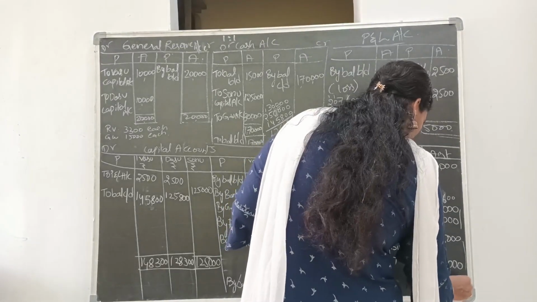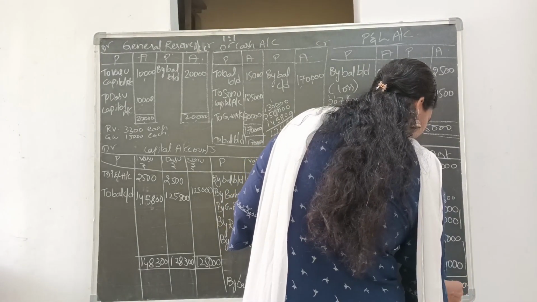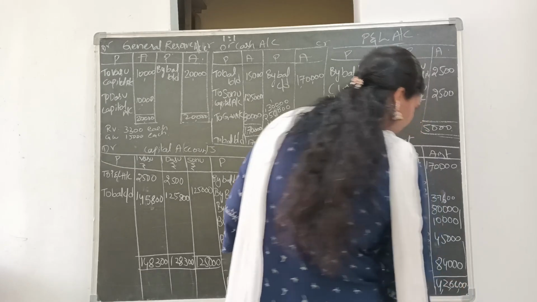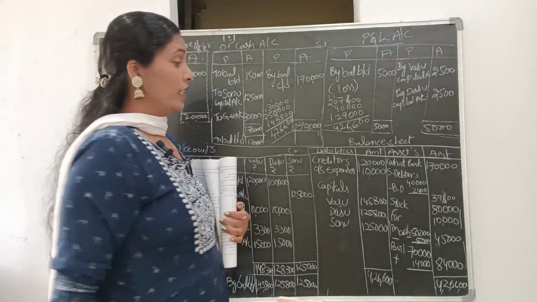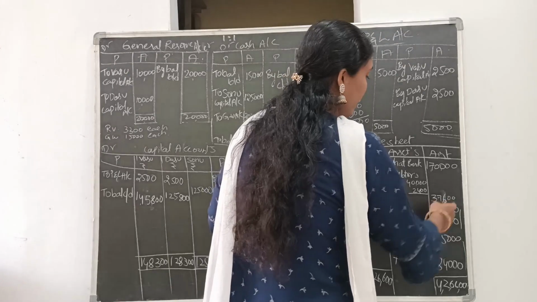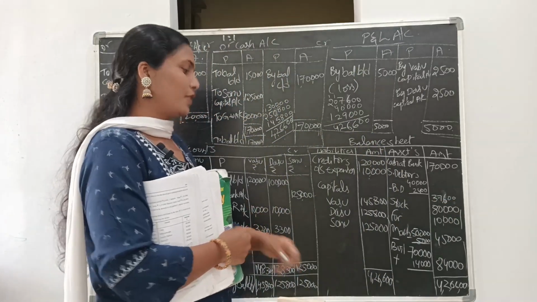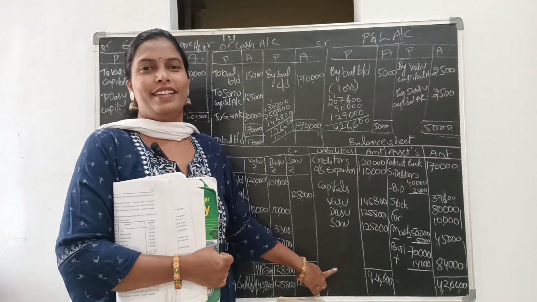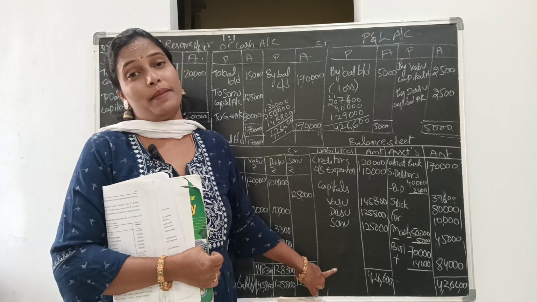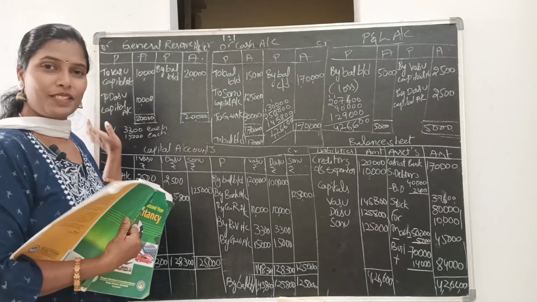Okay, in this problem also we got this answer, 4,26,600. By mistake I wrote 7 here. So our balance sheet got tallied. So I'm happy. Are you? This is the sixth problem.